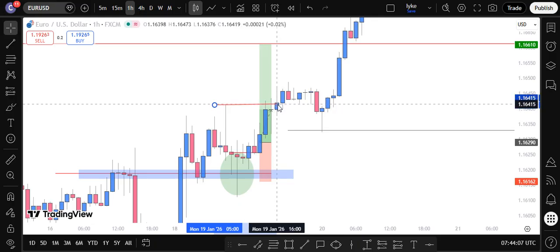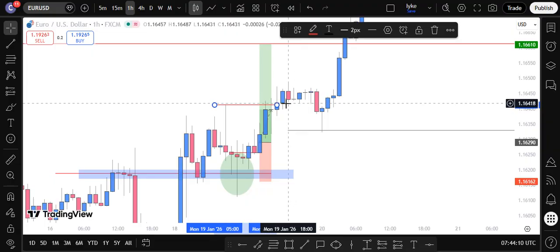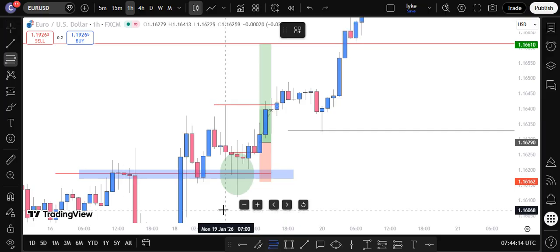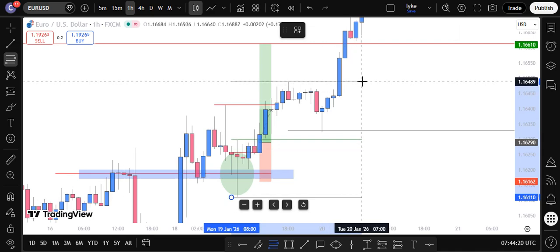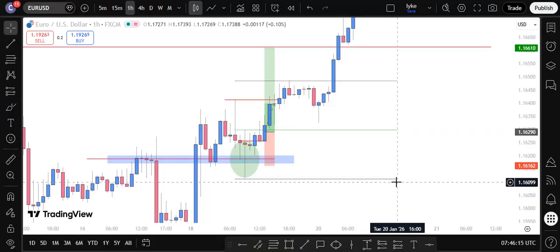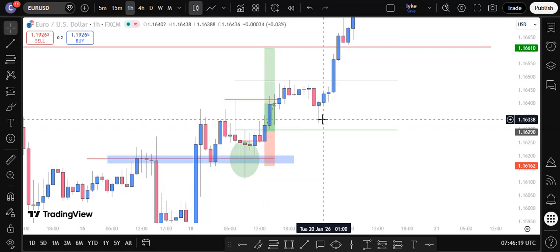When you see a break of structure, you wait for the retracement. So now we see a break of structure. You can apply your fibs. Now you apply your fibs from this low to this high to identify the 50%. But price did not reach the 50%. It was just shy of the 50% level.